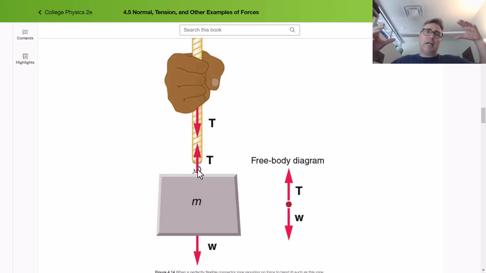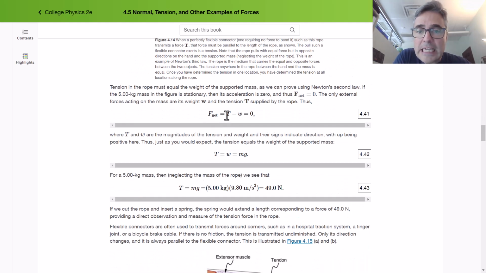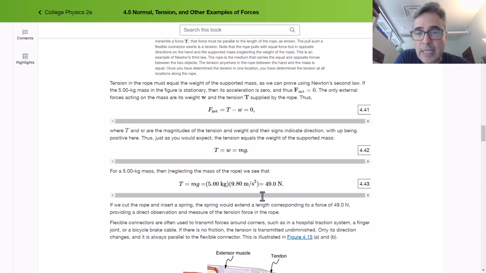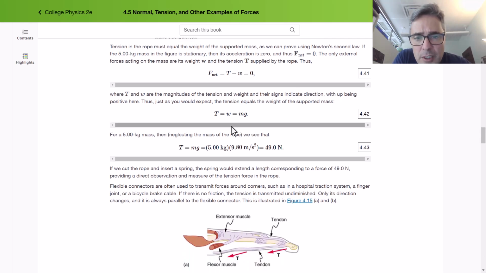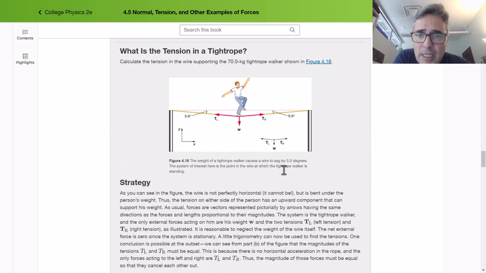So if you have a taut string, there's a tension, which is an inward force that acts on both sides. So it's a pulling force. We usually use the capital letter T on our diagrams to represent tension. So lowercase w is weight, uppercase T is tension, and uppercase N is normal force. And there are lots of good examples of tension.